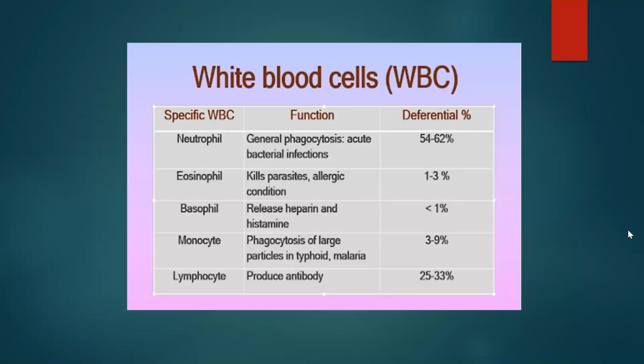And then we have basophil. The function of basophil is to release heparin and histamine. Now, what is this heparin? Let me first just tell you the percentage. Percentage is 1%. And going back to the point, heparin and histamine, so heparin is actually an anticoagulant.